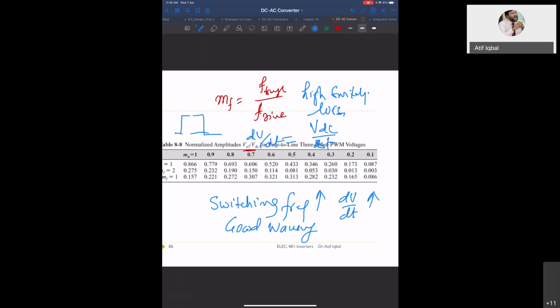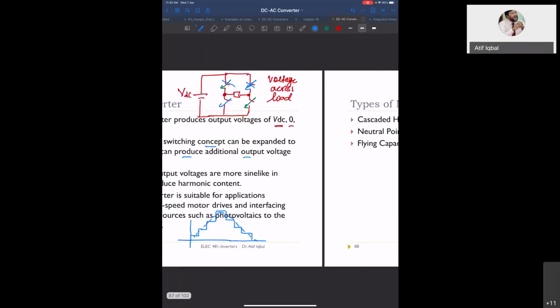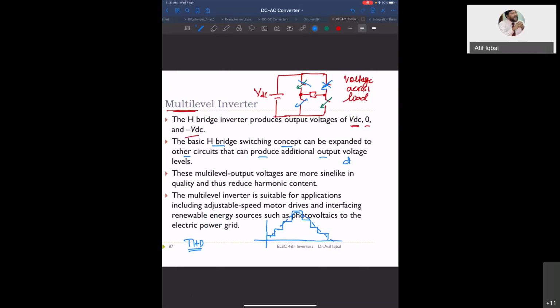So what we want to do, if we reduce this to 0.5 VDC, then the stress or the dV by dt is reduced considerably. If we reduce it further, 0.1 VDC, this further reduces. So in the multi-level inverter, the dV by dt is low because the step size is small. You see, the step sizes are small.